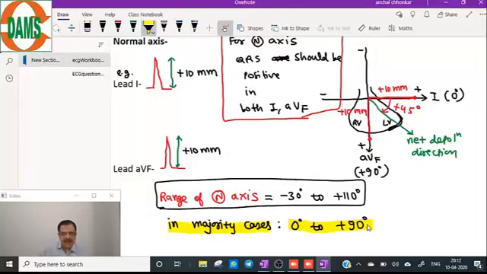Why? Because the left ventricle is on this side. Look at the diagram. Where is the left ventricle? The left ventricle is between 0 and 90 degrees, so it will take the depolarization towards its side. The left ventricle is more powerful.